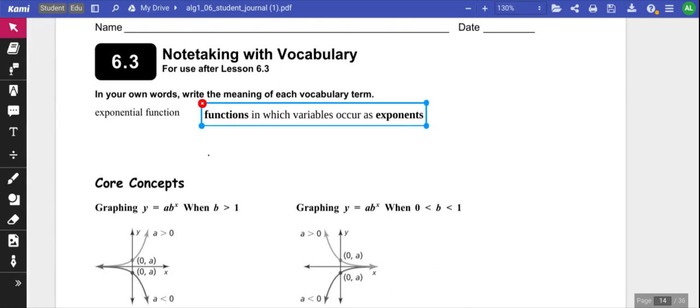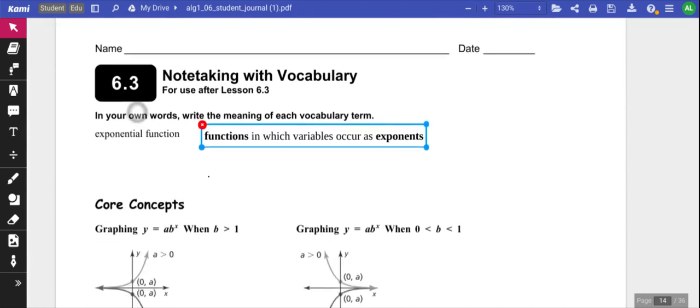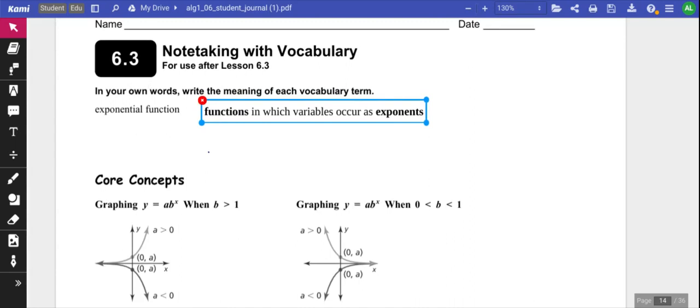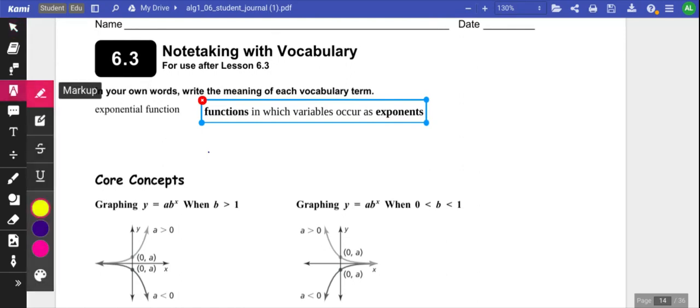We're graphing these different exponential functions or exponential equations. If you're in your student journal, we're on page 180. So you can take a second, write down this vocab. Okay, exponential functions. Be careful with this. It's any function that has a variable as your exponent.